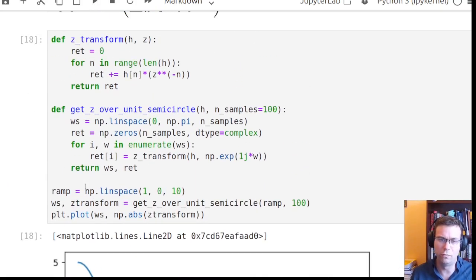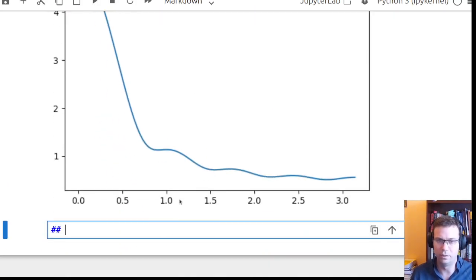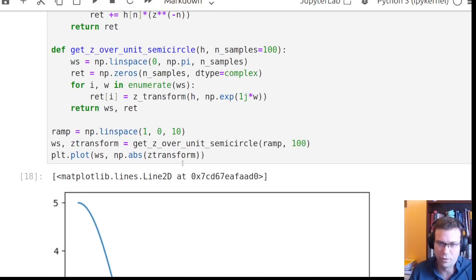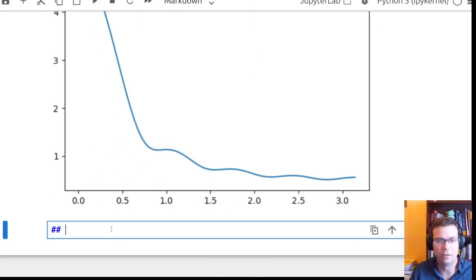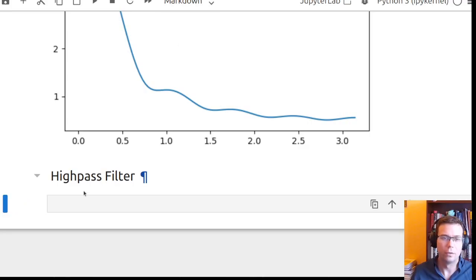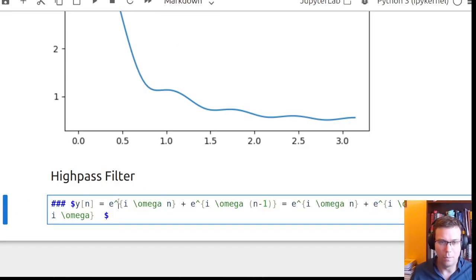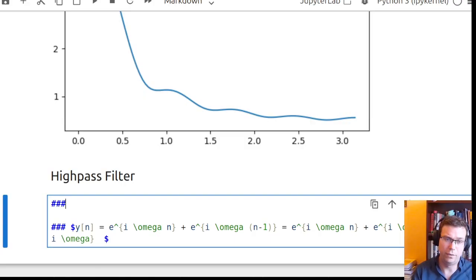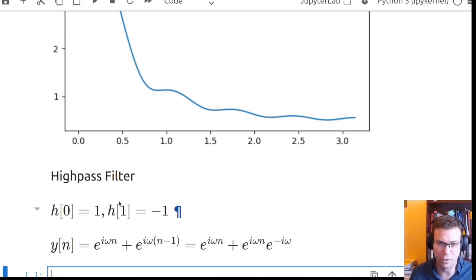But again, you can always run this code and just do it numerically and see what the z transform would be, and evaluate it at any place on the complex plane. But let's just look at the high-pass filter real quick, and then we'll call it a day. A simple high-pass filter would be if I had h0 be 1, and instead of having h1 be 1, I'll have h1 be -1. Just one little change here.